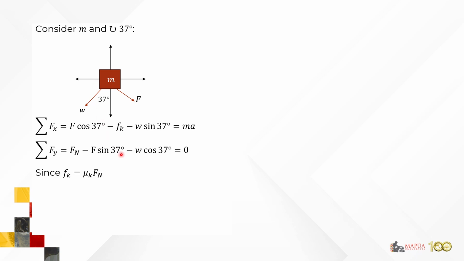Since we know that the equation for kinetic friction, F sub k, is equal to mu sub k times normal force F sub n, then we know that F sub n is equal to, from the second equation here, F sine 37 plus W cosine 37, from the summation of F sub y. Then we can just substitute that here. Then F sub k is equal to mu sub k times the value of F sub n, which is F sine 37 degrees plus W cosine 37 degrees.